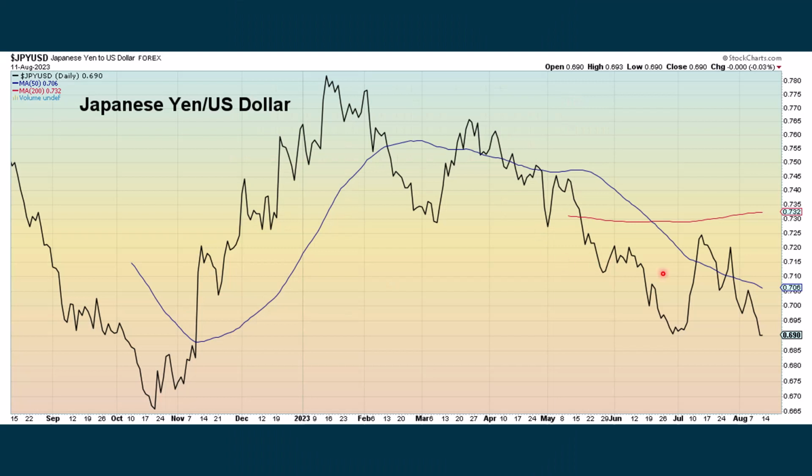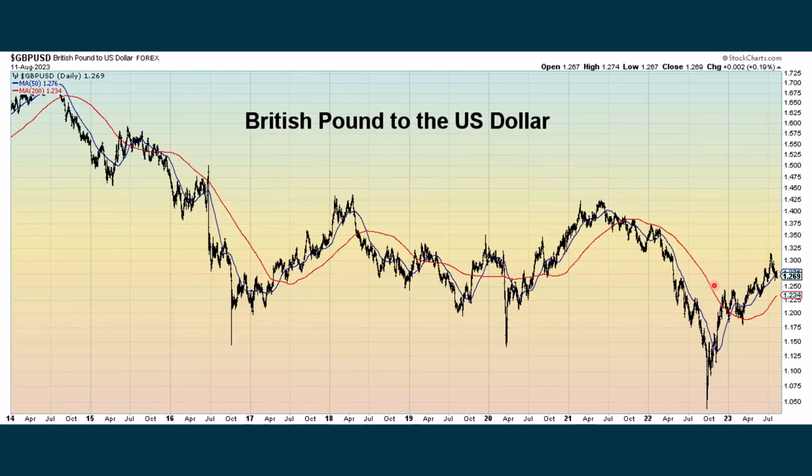Here's the Japanese yen to the dollar, showing that we are in an overall downtrend. And right in about the middle of June, we saw a death cross with this ratio. But the British pound is still holding up quite well compared to the US dollar. Even though it's falling back a bit, it only came down to its 50-period moving average.